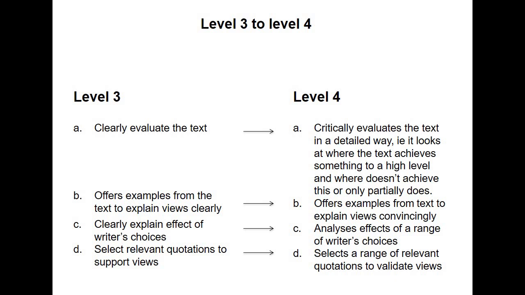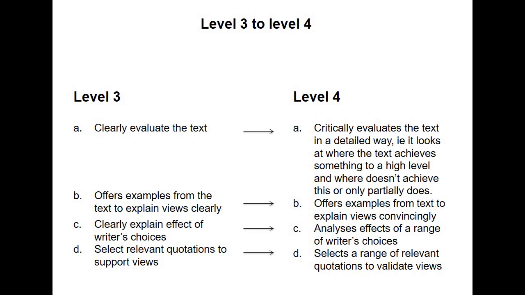So, level 3 is all about clarity. So you've clearly evaluated the text, okay? It means you've shown an understanding of what's happening in it, how you've discovered what's going on with Alex's thoughts and feelings, and how the writer achieved that understanding. Offers examples from the text to explain views clearly. So your references are there and you link that with explanation. The explanation is very easy to follow, it's quite clear, but it's not necessarily that developed.